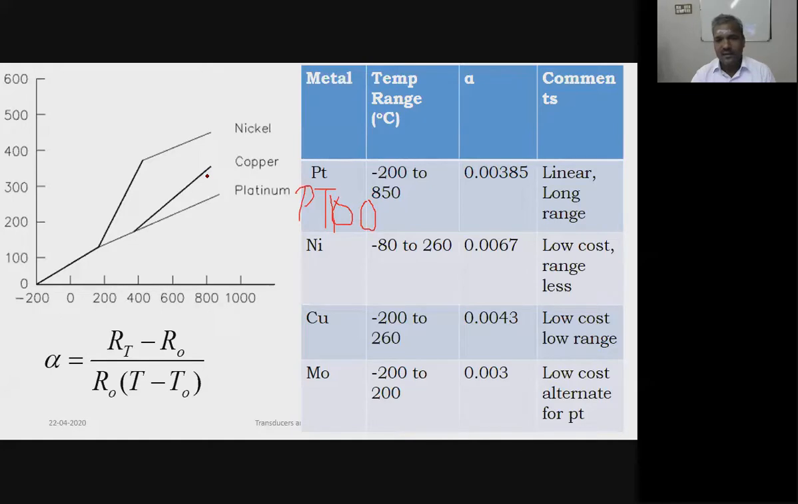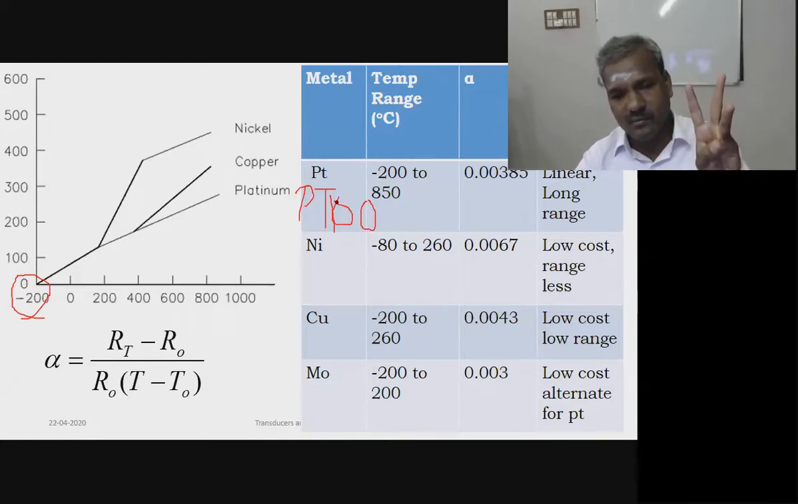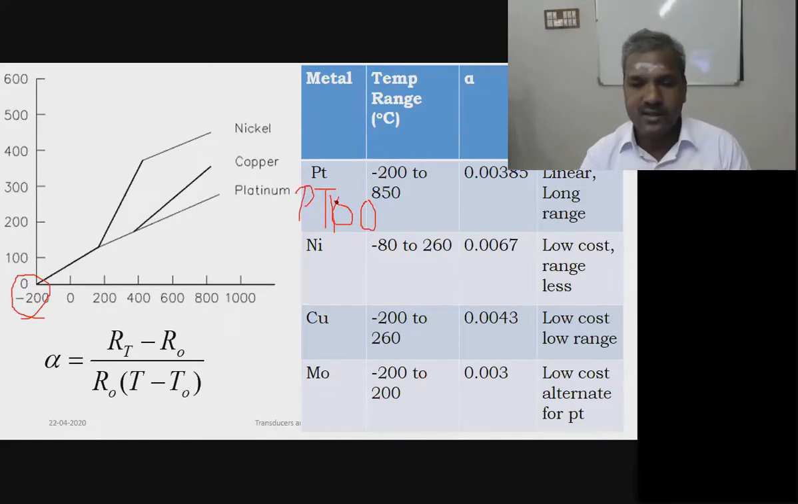Similarly, the range is from minus 200 degrees Celsius to 850 degrees Celsius. Very wide range of measurement. Okay, PT100 as well as PT500 and PT1000. There are three types of platinum RTDs available in the market: PT100, PT500, PT1000. For all, the measurement range is minus 200 to plus 850 degrees Celsius, not Kelvin or Fahrenheit.